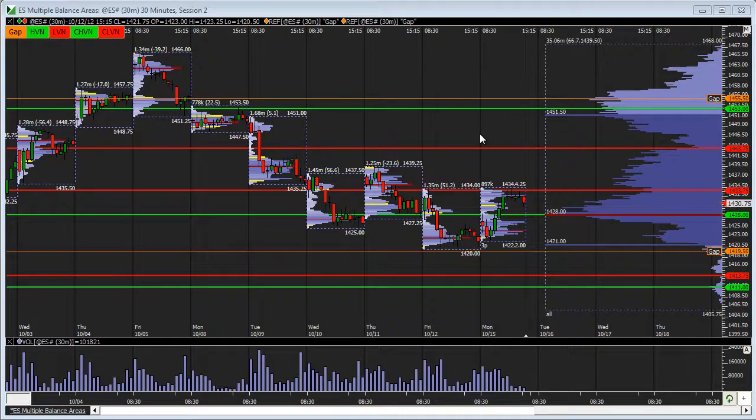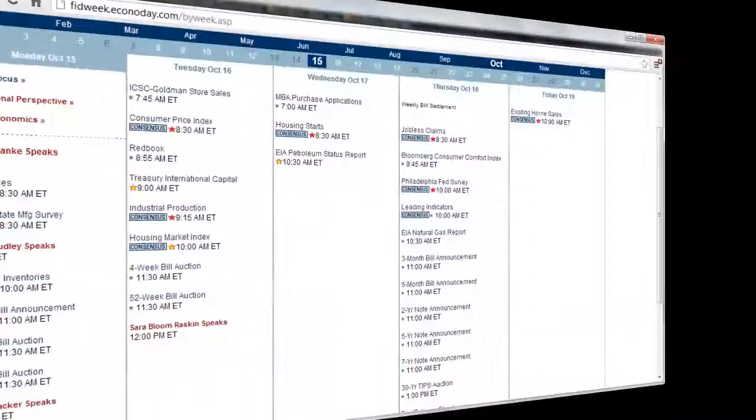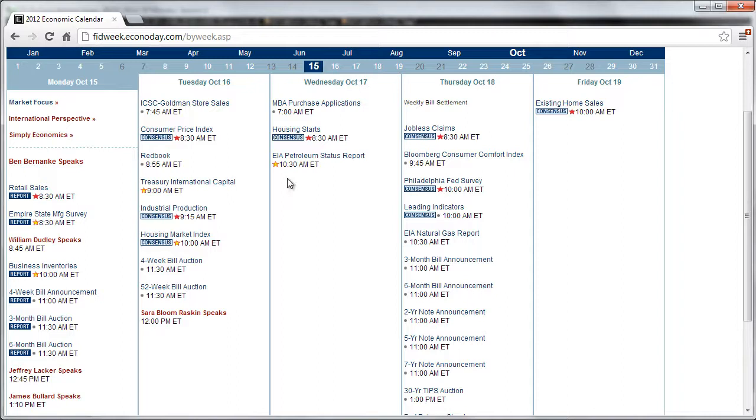We have some economic catalysts out over the next few days. Let's take a quick look at that. So we can see that tomorrow we have the consumer price index, industrial production. On Wednesday, housing starts. On Thursday, jobless claims and the Philly Fed survey. This is often an economic catalyst that can push price significantly. So we have several econ reports out this week that could serve as catalysts for a significant price move.